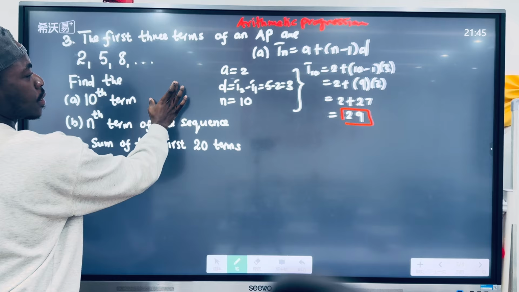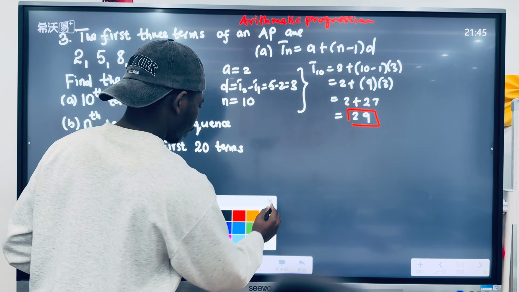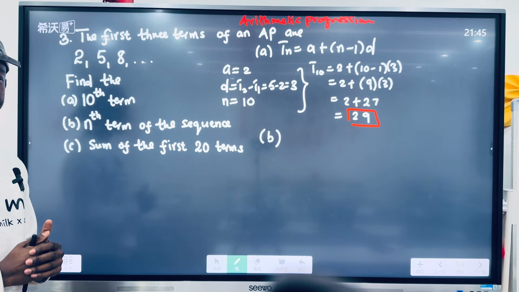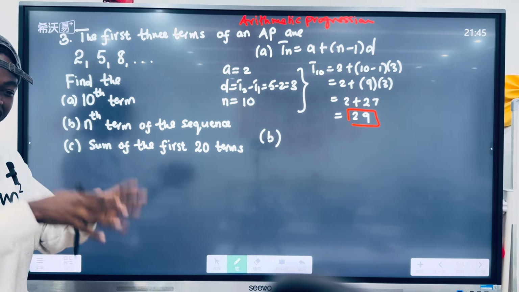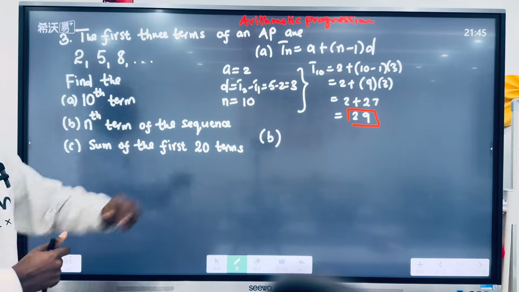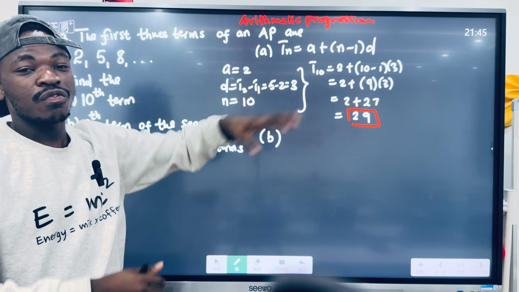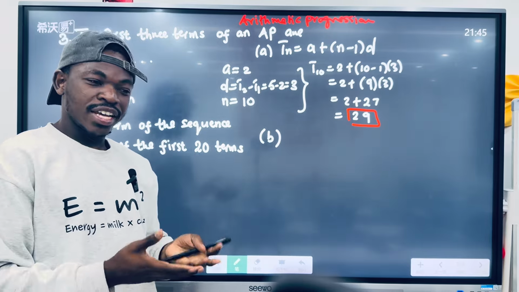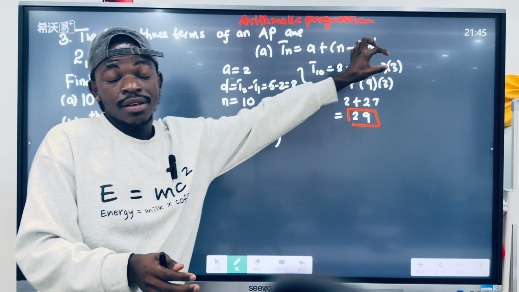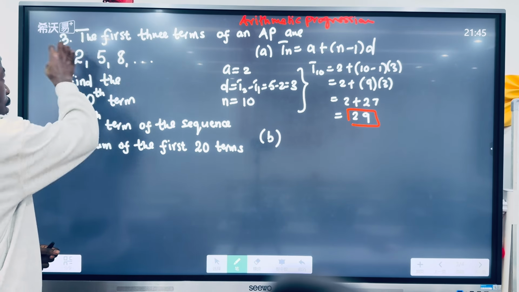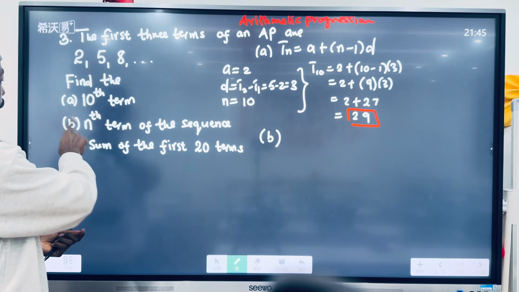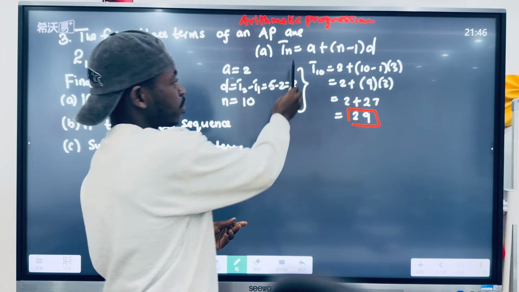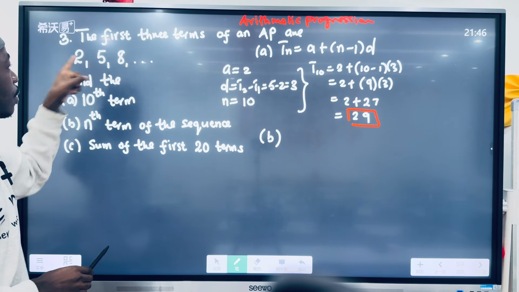The next question says, find the formula for the nth term of this sequence. This is the general formula that we use to find the nth term of any sequence. We just want to simplify this formula so that it only applies to this sequence. So if they ask you to find the nth term of the sequence, they're asking you to simplify this one so that it only applies to this sequence.